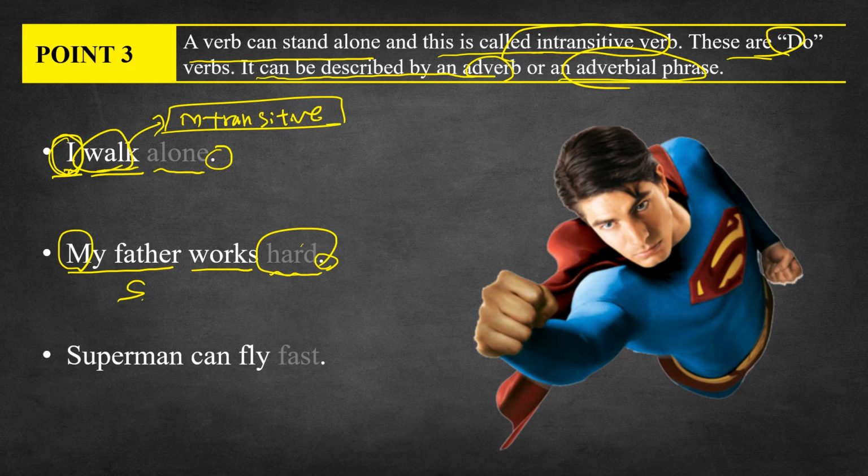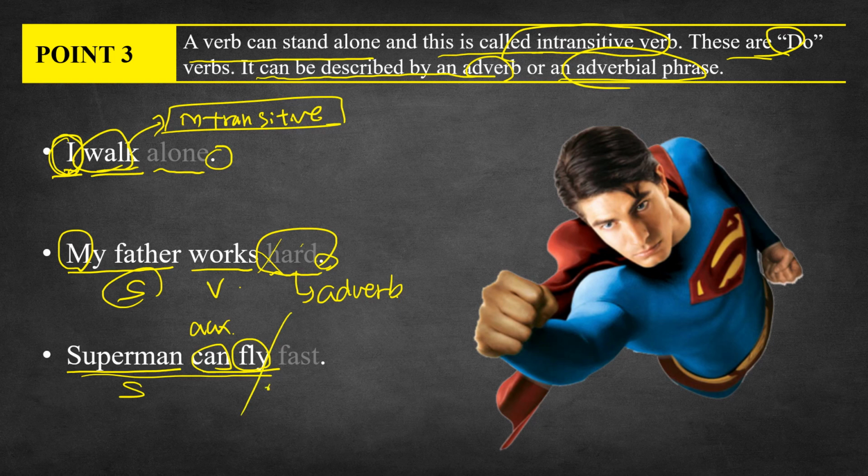Anyway, you need a subject, you need a verb. And hard, we don't need it. But if you want, you can use it. And this is an adverb. Superman is the subject. Can fly. This one is auxiliary, and this one is the main verb. Anyway, Superman can fly. That's enough. That's a good sentence. But if you want, you can add fast.